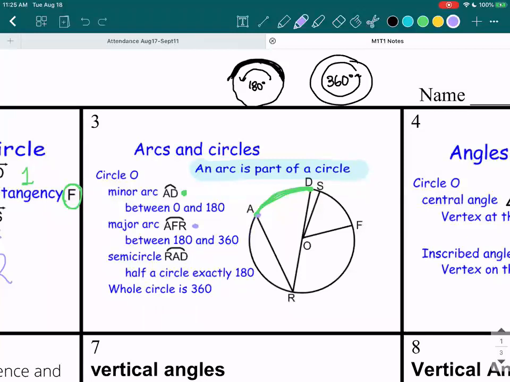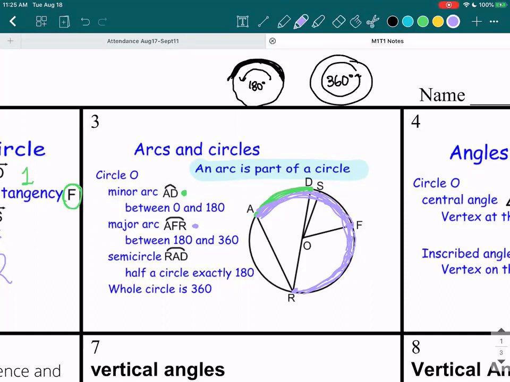Wrong way. A, all the way to F, all the way to R. I don't know why my lines are so squiggly right now. But as you can see, we are tracing all the way around. This is more than half the circle, right? So this is a major arc. Major meaning bigger, more than half your circle.